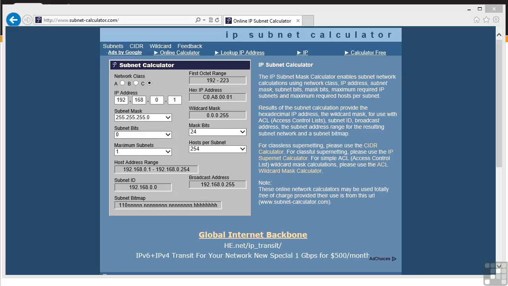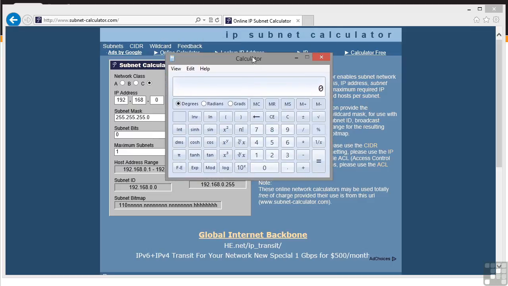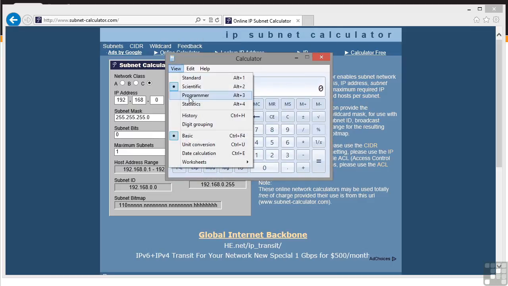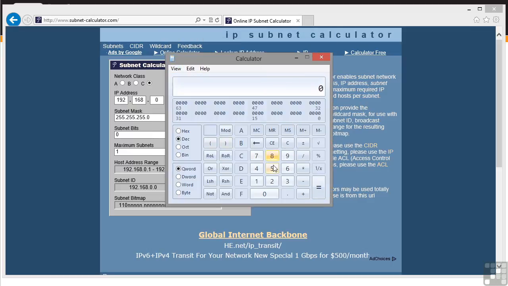For example, if I just fire up a calculator, and again I'm going to put it into programmer mode, if I know I need 500 hosts in my network, and I convert that to binary, I can see that I need more bits than I would get in a normal 8-bit address. So I would have to dedicate an additional bit, and reduce my subnet mask to, for example, 255.255.254.0. So I can absolutely do this manually.